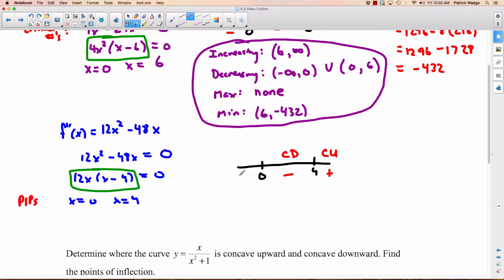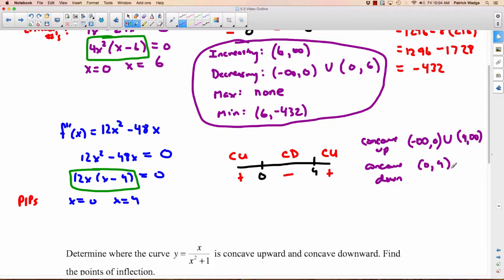Negative times negative, positive. The graph is going to be concave up in this region. So we've got to write down our regions of concave up and concave down. I'll do that in purple again over here. It's concave up from negative infinity up to 0, as well as from 4 up to infinity. And it's concave down from 0 to 4, non-inclusive.